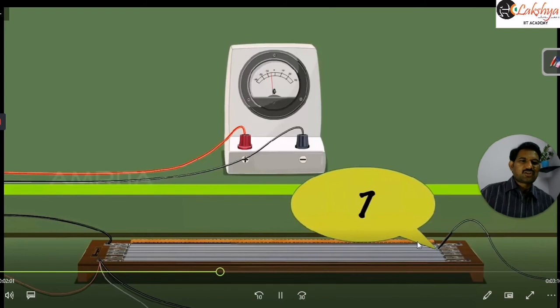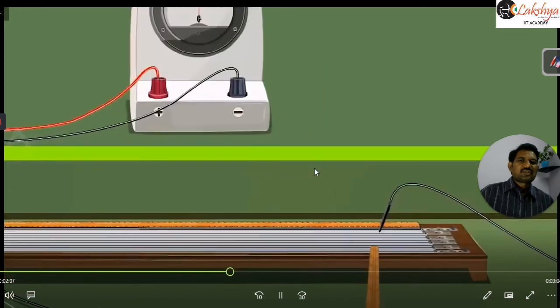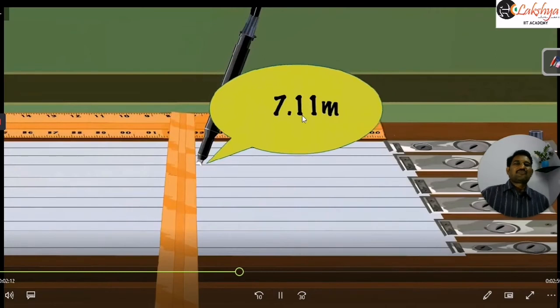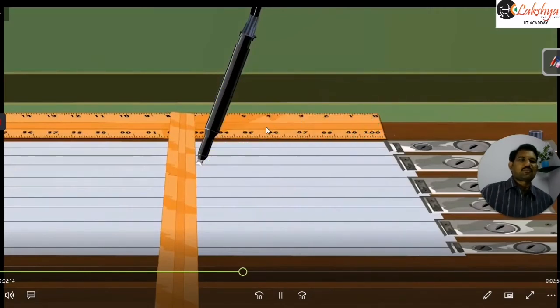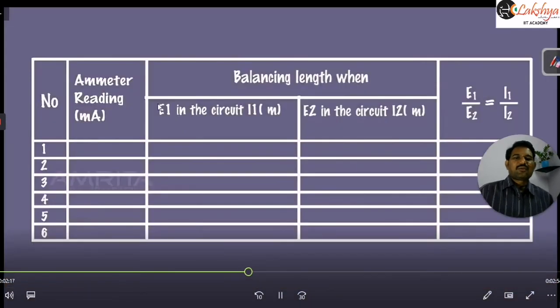So we are verifying here between 6 and 8. Now we need to verify carefully until this galvanometer shows zero reading. When it shows zero reading, then we measure this balancing length. For example, we are taking it as 7.11. It is an example only. So now here we are balancing, and the table column will be like this.